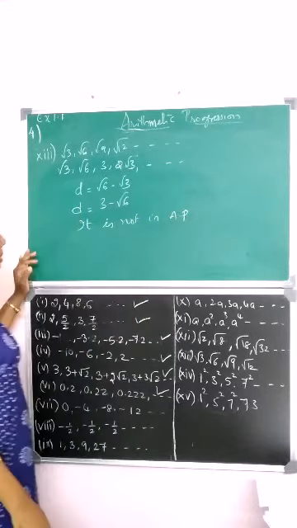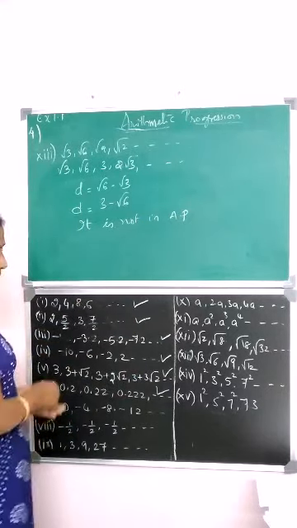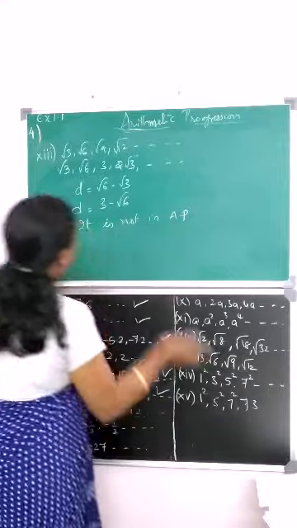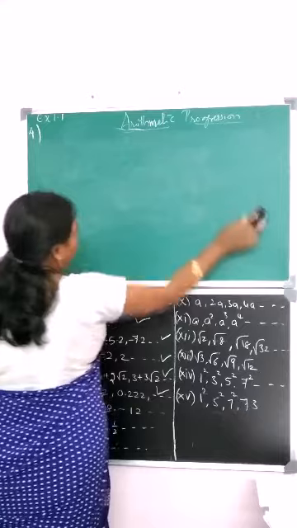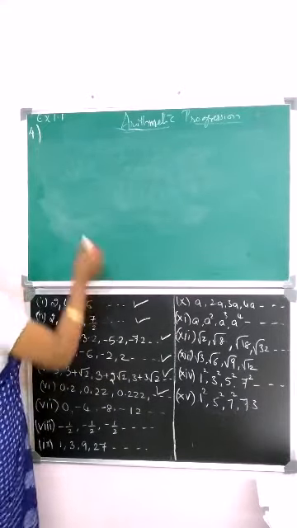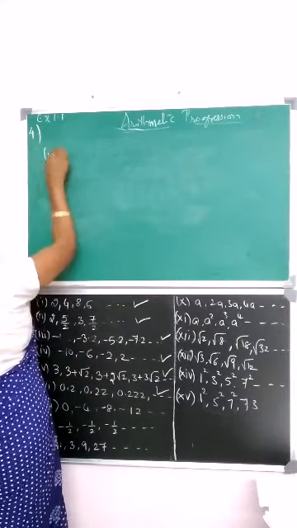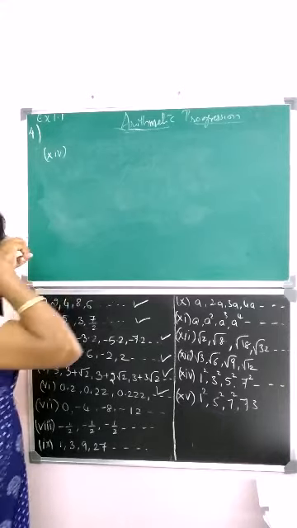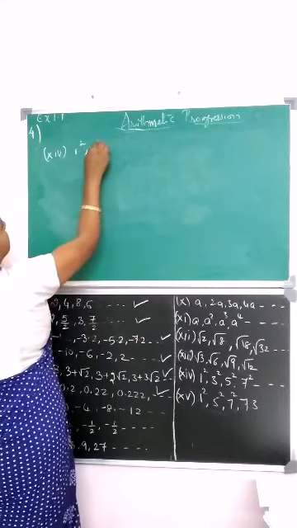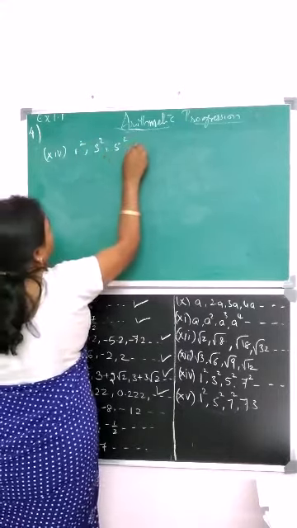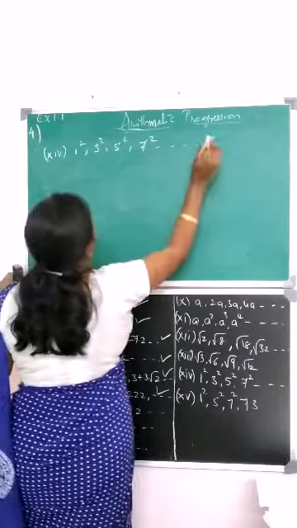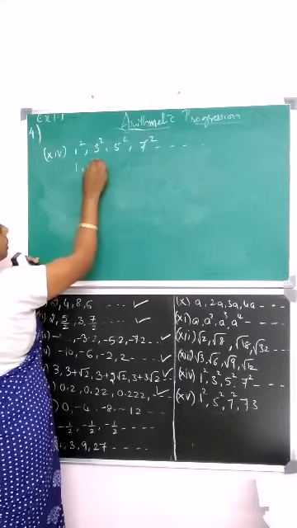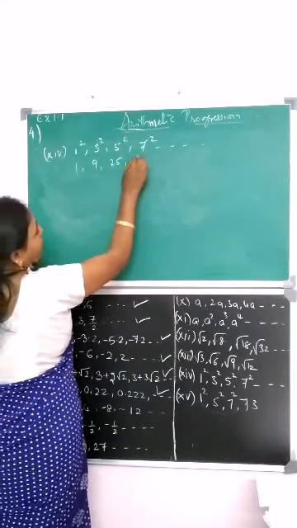Okay. Now let us go to 14th. When you go to 14th, you will come to know whether it is in AP or not. Okay. Let us do 14th and 15th now. Okay. 14th here is, what is that? 1 square, 3 square, 5 square and 7 square, etc.